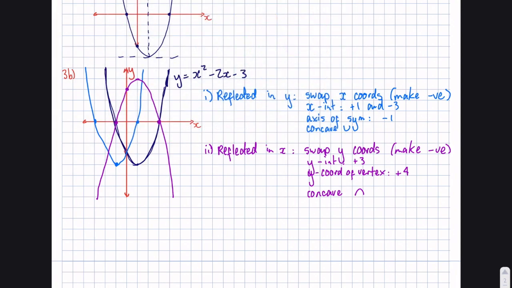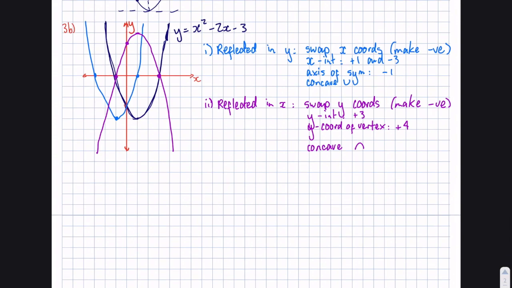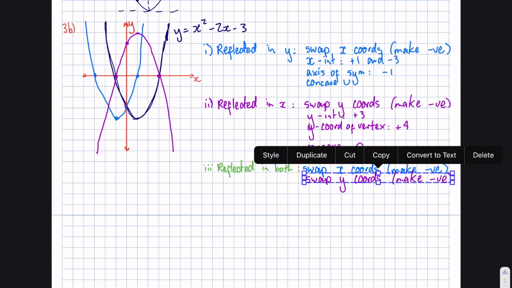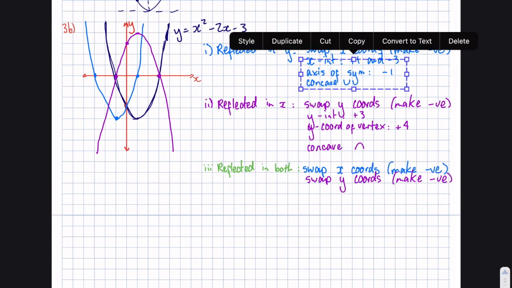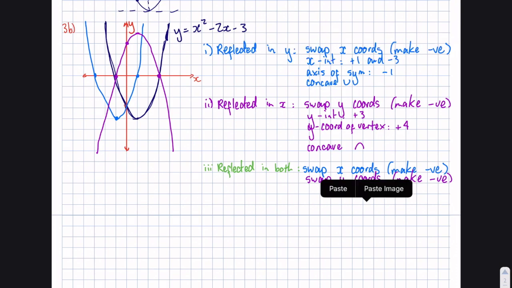Okay. Now let's see when it says in both. So I'm essentially going to swap all of it. So I'm going to swap the x coordinates. I'm going to swap the y coordinates. I'm going to do all of this with the x-intercepts. But it's not going to be concave up. I'm going to do all of this with the y-intercepts.